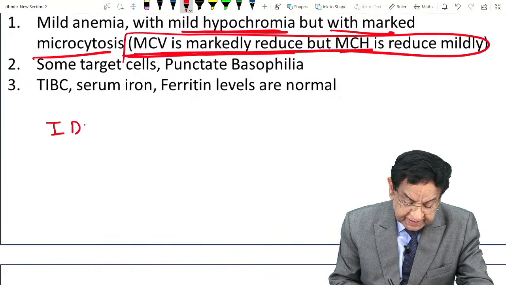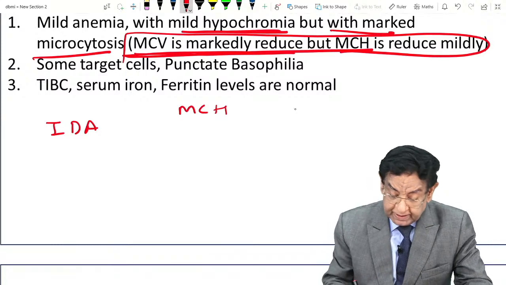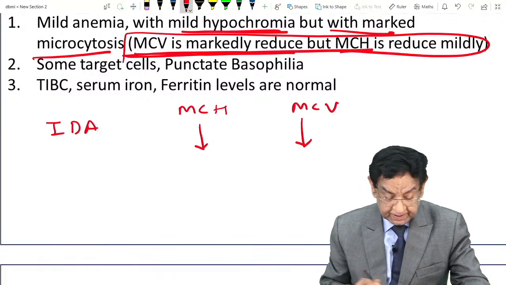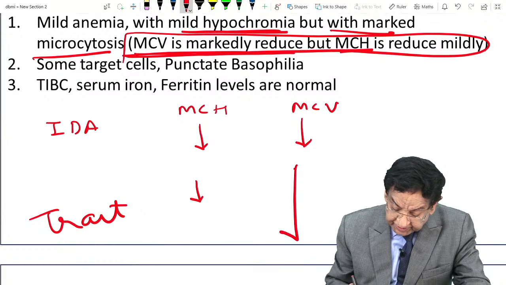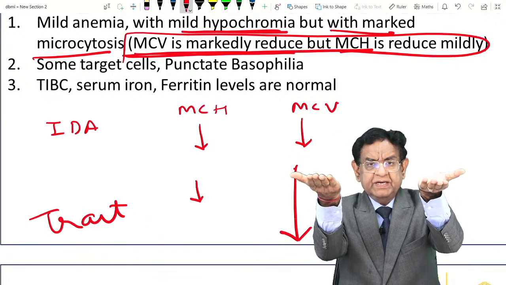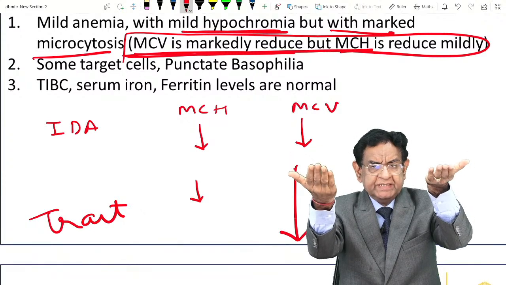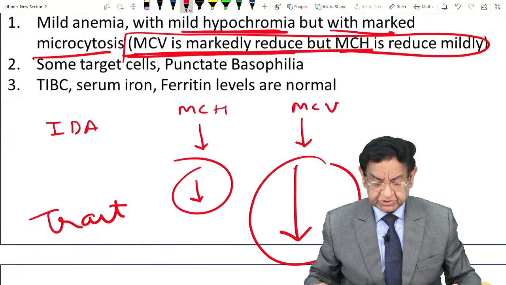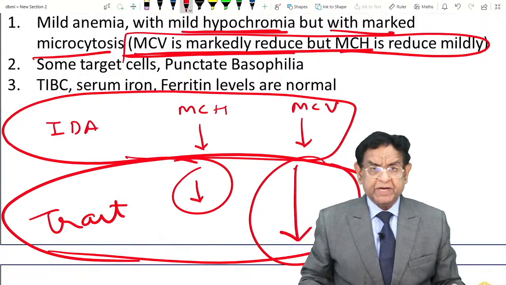Like in iron deficiency anemia, this is MCH, that is hypochromia, and MCV, volume. MCH is reduced, MCV is equally reduced. But in case of beta thalassemia trait, point to be noted, again look at me, this is MCH, this is MCV. In iron deficiency anemia, both are reducing parallel. But in beta thalassemia trait, MCV has gone down out of proportion to MCH. This is what we see in iron deficiency anemia, and this is what we see in beta thalassemia trait. Don't forget this line.